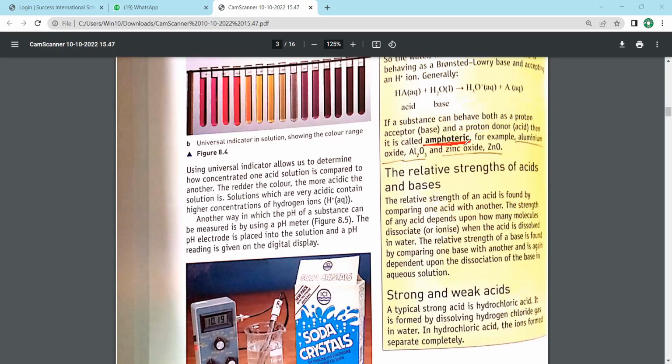Listen. If a substance behaves both as a proton acceptor, as a base, and as a proton donor, as an acid, then it is called amphoteric. Very easy. If I say, take blood from me and also give blood to me, or take 100 riyal from me and give 100 riyal to me, it means you behave in both ways.